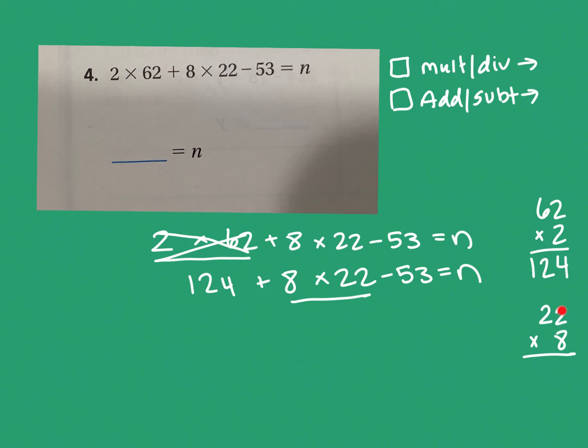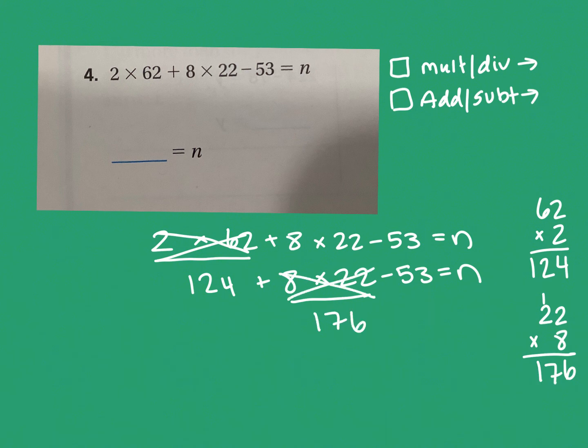This is 20 plus 2 for 22. We'll do the 8 times 2 first. 8 times 2 is 16. Won't fit there. We'll have to carry over. And 8 times 2 is 16 again, plus 1 more is 17.